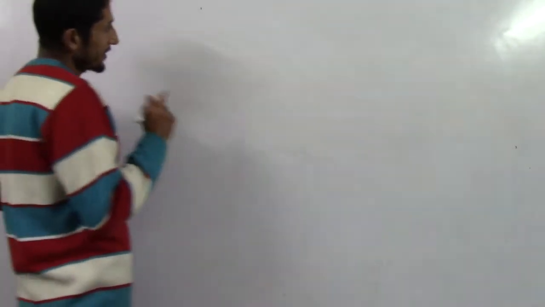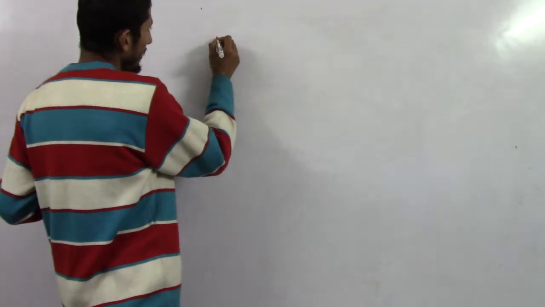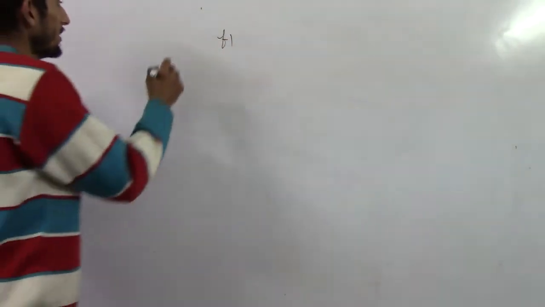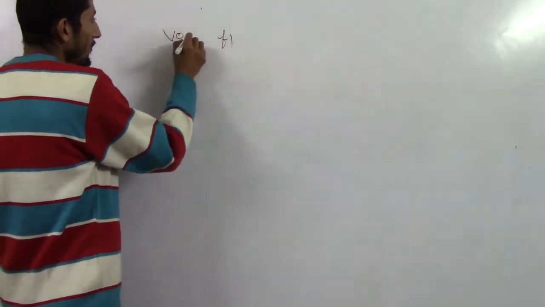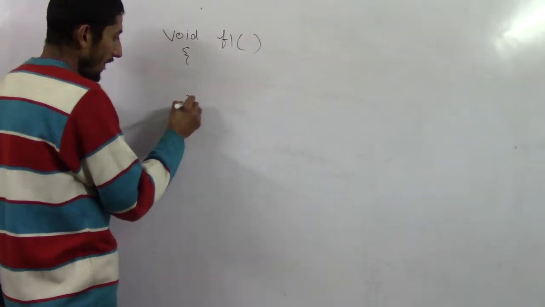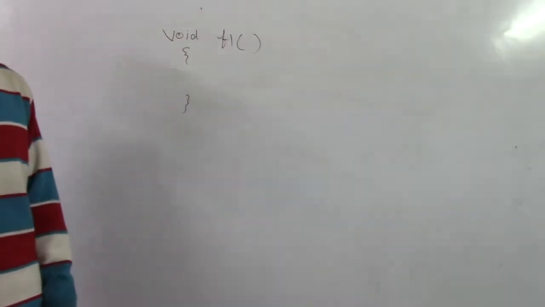That is the first program of a function. We have already discussed that a function has a name. Let's say the name is F1. The second one is return type. The meaning of return type is what type of thing it will return as a result.